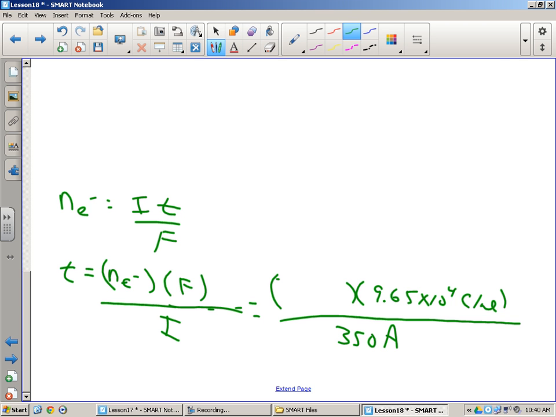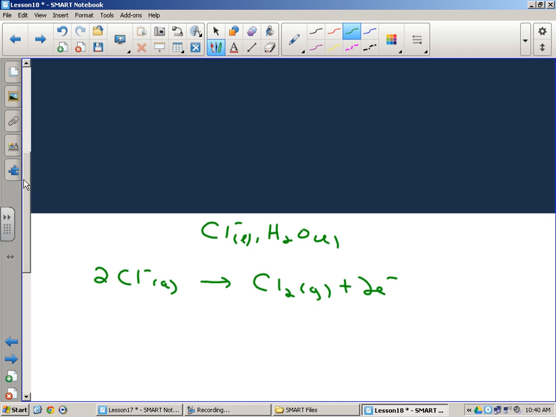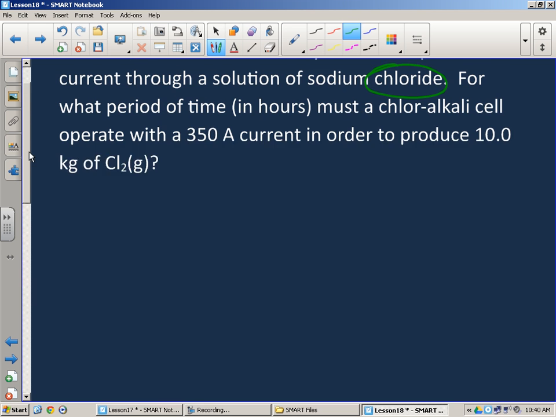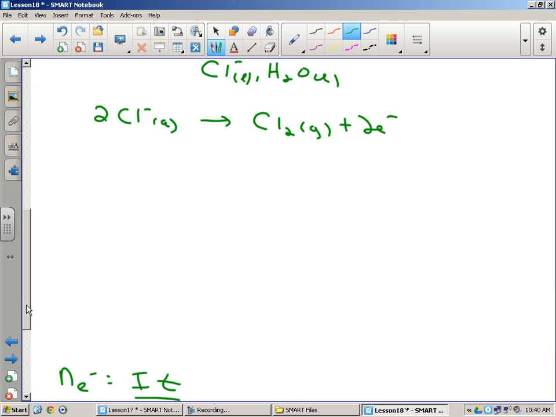The other part, if we go back up to here, I say, okay, there's the amount of electrons right there, but I need some more information because I don't have that. It does say I want to produce 10 kilograms of chlorine. Well, if I produce 10 kilograms or 10,000 grams of chlorine, I can use the molar mass to figure out N. So 70.90 grams per mole. I can figure out N here. Works out to be about 141 moles here.